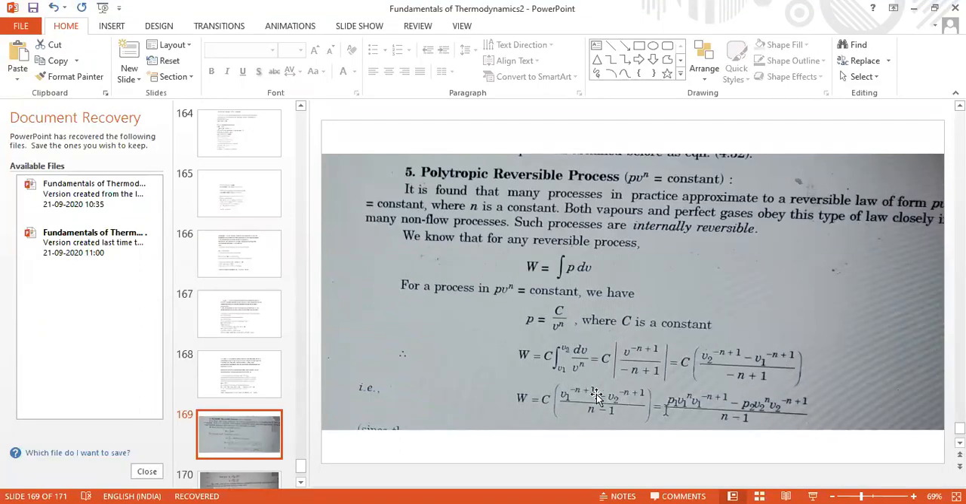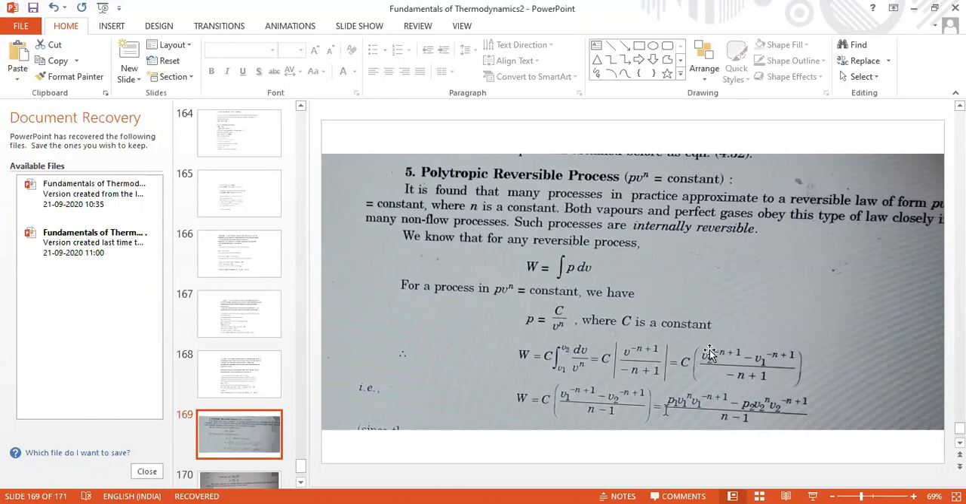Now the C value, because PV power n is equal to constant, we can write it as P1 V1 power n is equal to P2 V2 power n also. That means whatever it is on the process PV power n equal to constant, if you take many points on the line, 1, 2, 3, 4 and so on, you can write P1 V1 power n is equal to P2 V2 power n is equal to P3 V3 power n, and so on. So for a particular process 1 to 2, we can write P1 V1 power n is equal to P2 V2 power n.